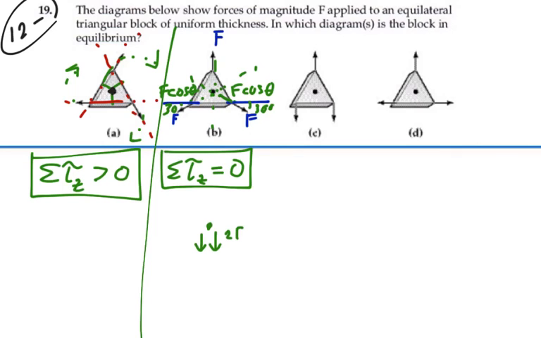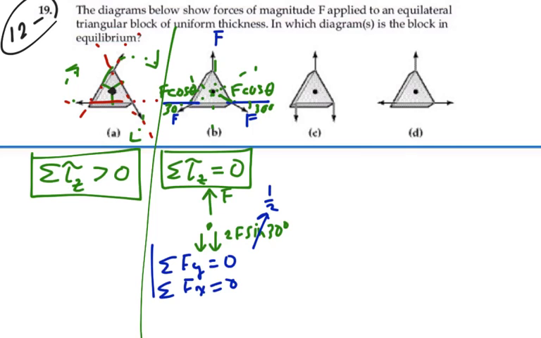So we're going to have a 2F sine 30 degrees going down being balanced by an F going up. In other words, the sine of 30 degrees is 1/2, and 2 times 1/2 is 1. So we are going to be balanced in the y direction with an F versus an F force. So the summation of all the forces in the y direction will be 0. Summation of all the forces in the x direction will be 0. We have no net torque. We have no net force. This particular configuration is in equilibrium.